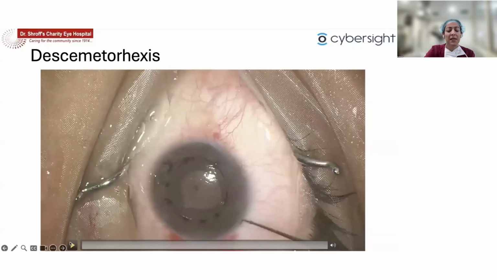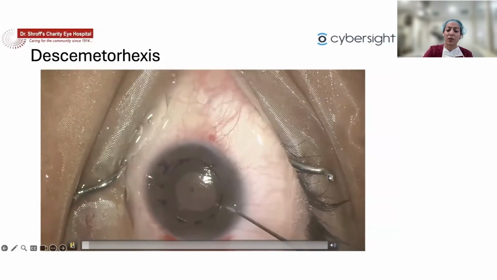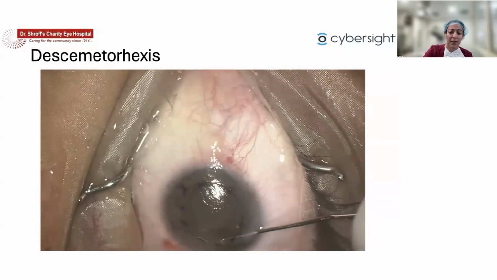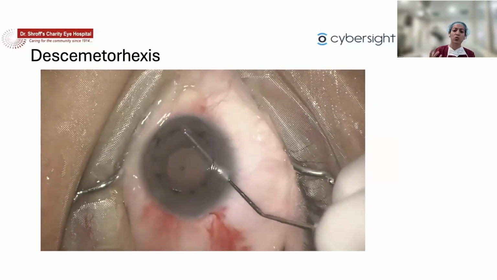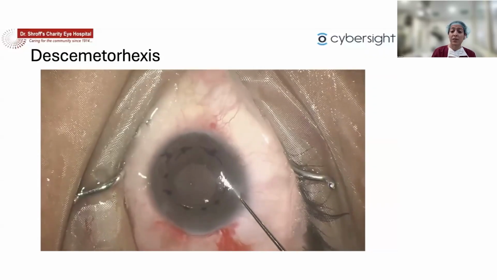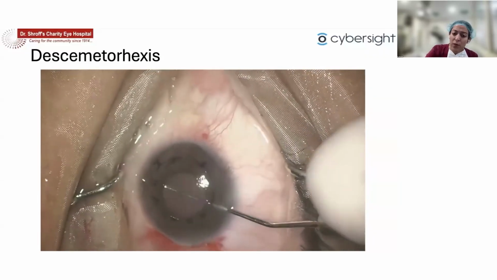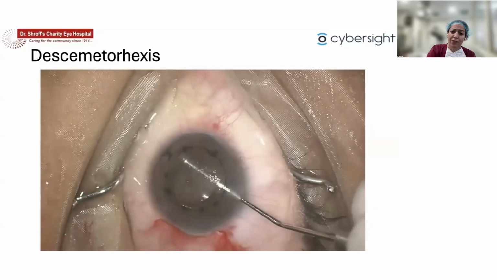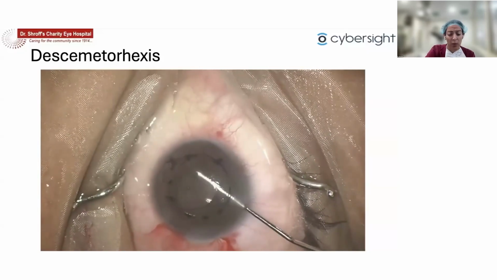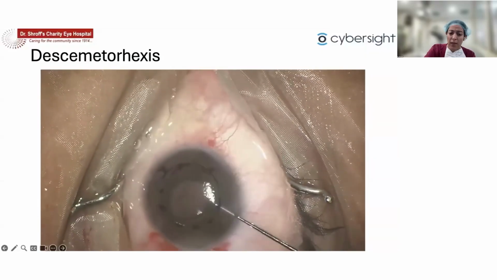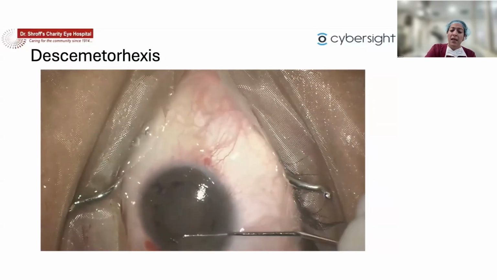So descemetorhexis can be done either under viscoelastic or under saline or under air. This video is a triple procedure, and thus it was done with a viscoelastic. It's important to note that we prefer to use a cohesive viscoelastic so that it comes out in mass and you don't have any visco sticking to the undersurface, because you want your DM to stick very well with the bare stroma. So we score 360 degrees, free it, and then pull the DM from everywhere and get it out of the side port incision that we make. This one is done under viscoelastic.